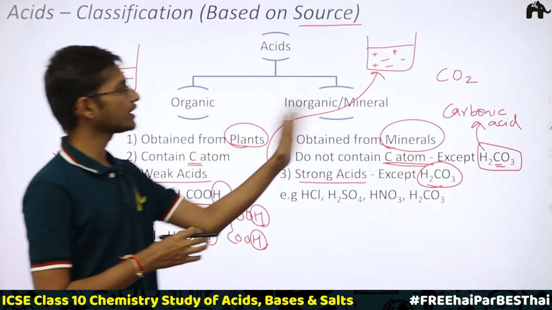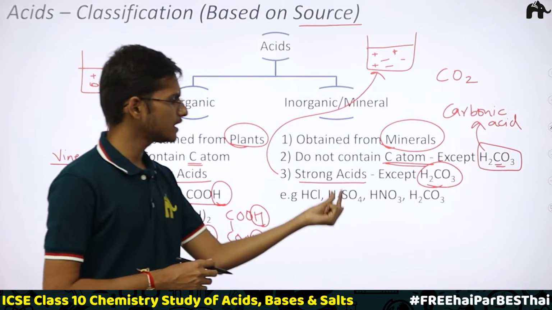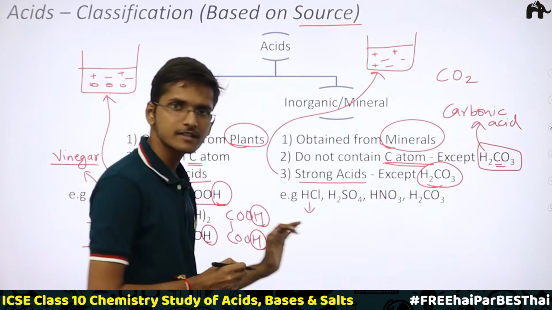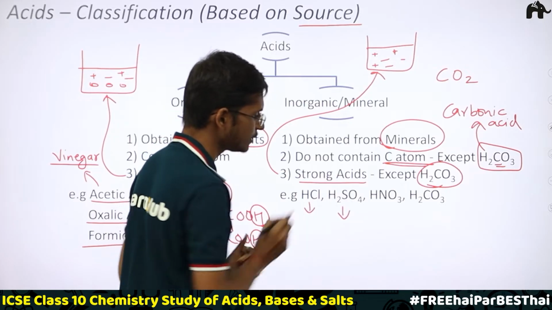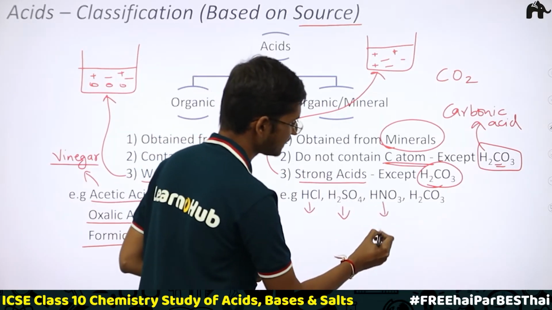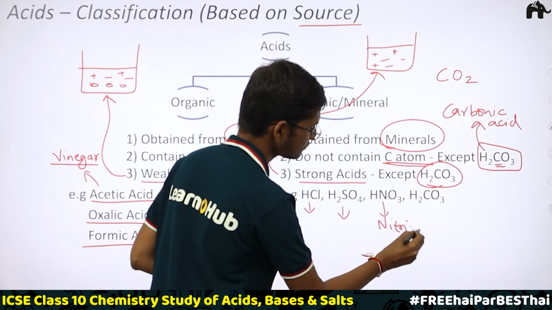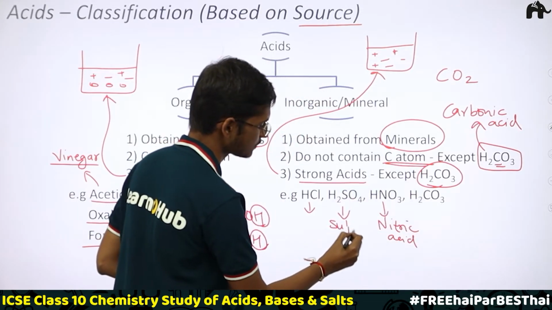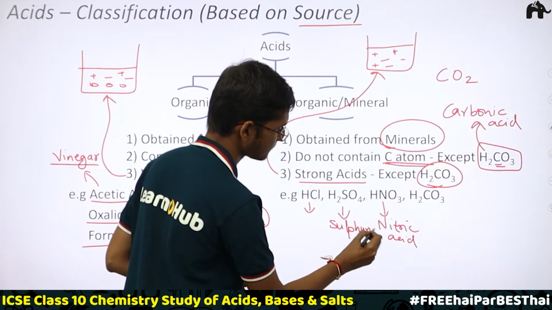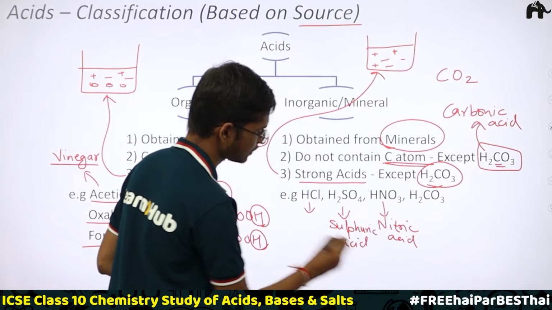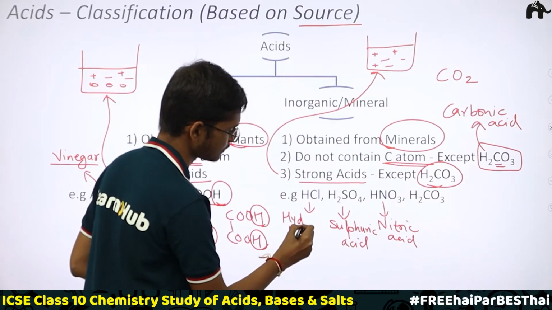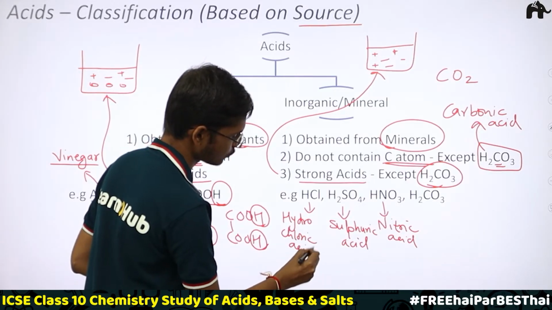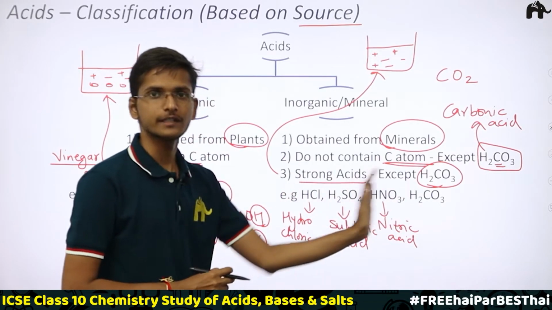Okay, same way inorganic and mineral acids examples are HCl, H2SO4, HNO3, H2CO3. Okay, HCl is hydrochloric acid, H2SO4 is sulfuric acid. Okay, this is nitric acid, and I have told you this is carbonic acid. Okay, sulfuric acid and hydrochloric acid. Okay, and we have seen the ionizations of all these acids.